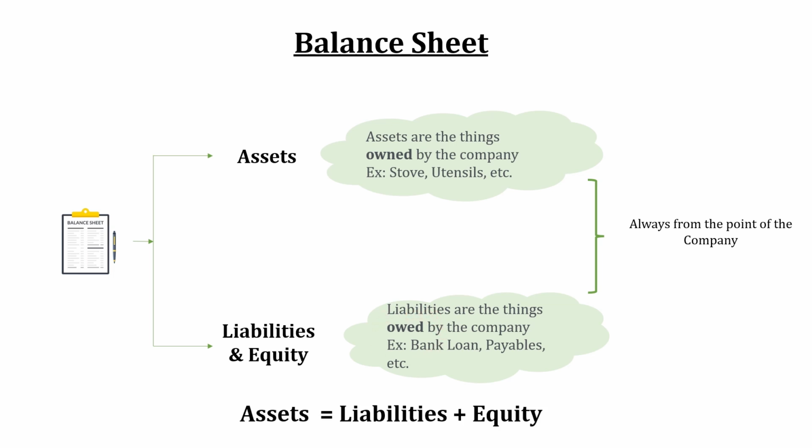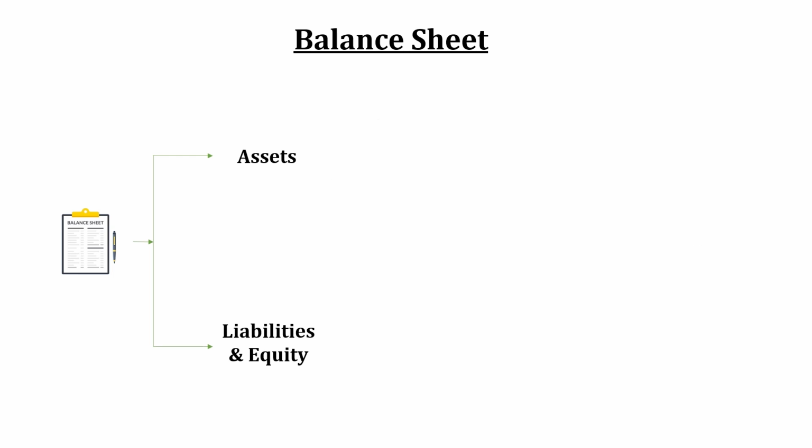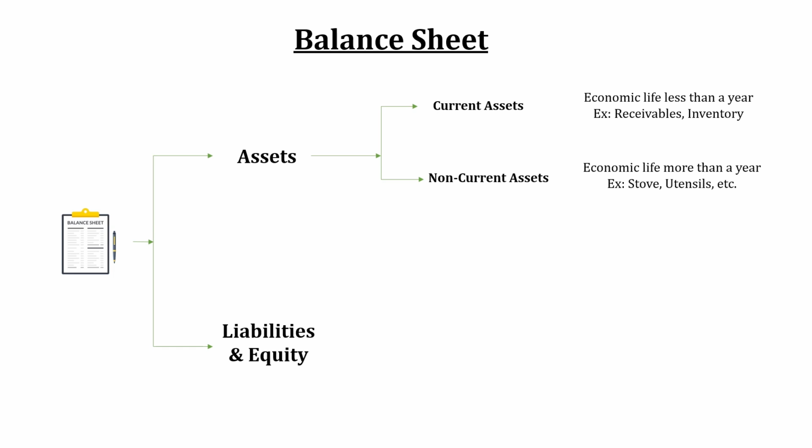And there's a golden rule of a balance sheet where assets will always be equal to liabilities and equity. Please do not forget this golden rule. Now, the assets are further divided into two parts. The first is current assets. These are the assets whose economic life is less than a year. Examples are receivables, inventory. And then there are non-current assets whose economic life is more than a year.